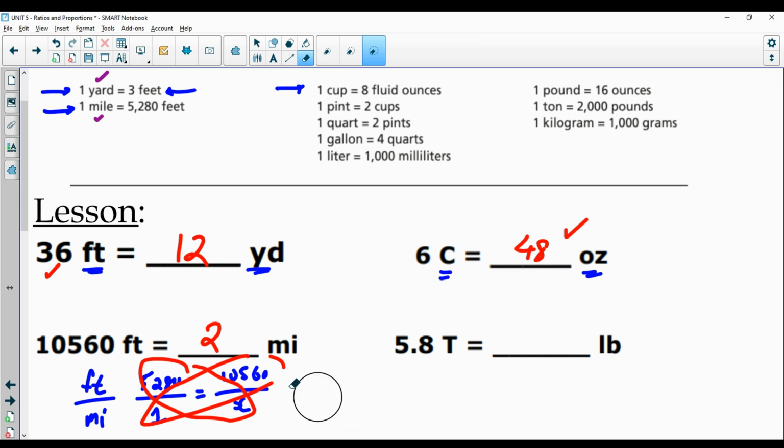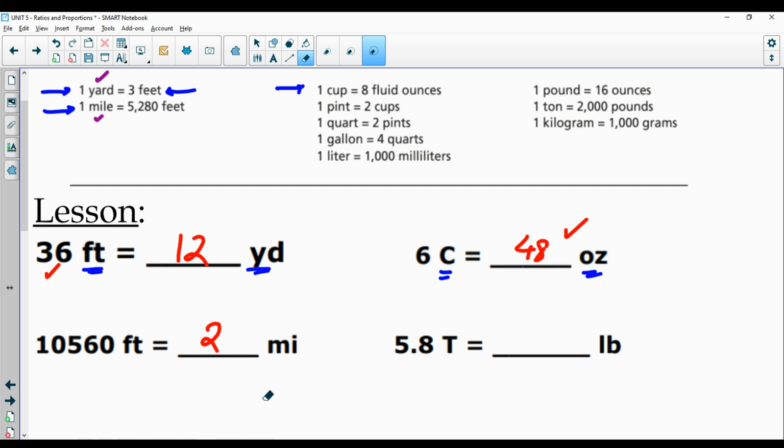Now I'm going to ask you to press pause right now and try this one on your own. That way we can go over one question together before you do the other ones for practice. So try this one right now. T stands for tons, and the LB here stands for pounds. So go for it. Press pause right now and try it, and when you're ready, press unpause.